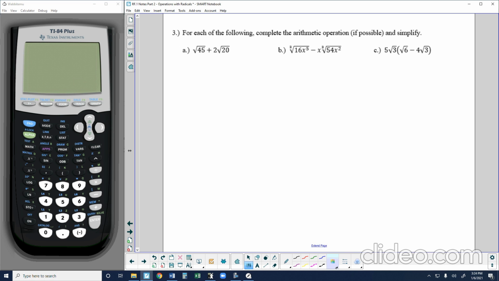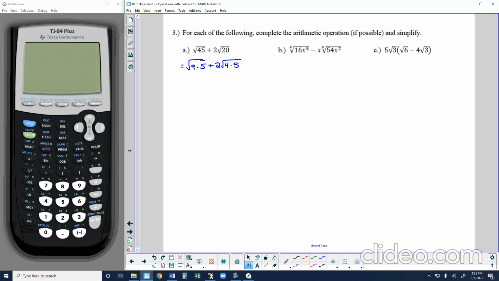So if I take a look at a, the way that it's written right now, I cannot add these. Reason being, they are both square roots, but the radicands are different. However, I may notice that I can simplify these radicands. So I can rewrite the square root of 45 into the square root of 9 times 5. I can rewrite the square root of 20 into the square root of 4 times 5.